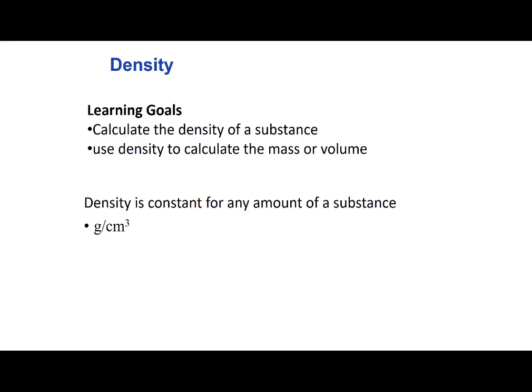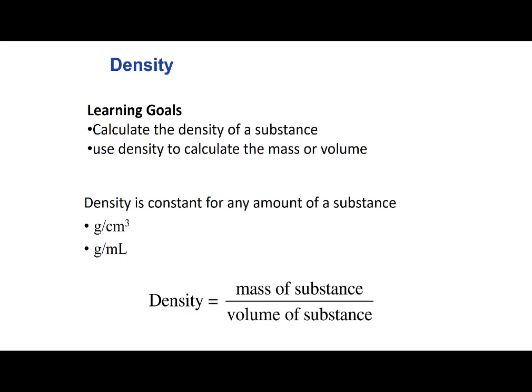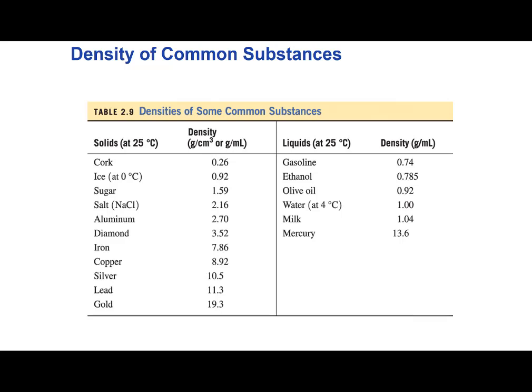Densities are usually written in grams per cubic centimeter or grams per milliliter. The formula for calculating density is that the density equals the mass of the substance divided by the volume of the substance. Here's a table of densities of common substances.